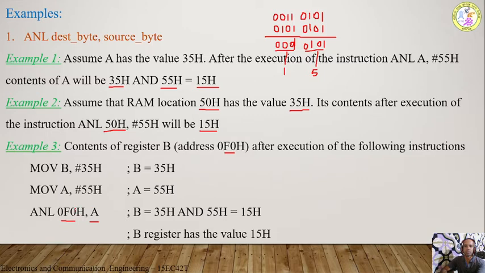Now this will perform the AND operation between the content of A, that is 55, the content of the accumulator, and the content of this memory location, that is the B register, which is 35. When you do the AND operation, the result is stored in B, because this is the destination. Whenever we perform any mathematical, logical, or arithmetic operation, the result is always stored in the destination register. Therefore here register B is the destination register, and the result 15H will be stored back to register B.